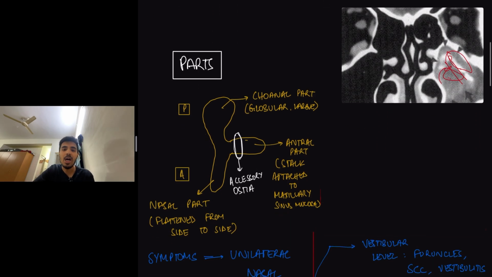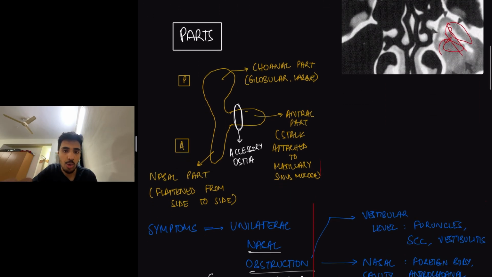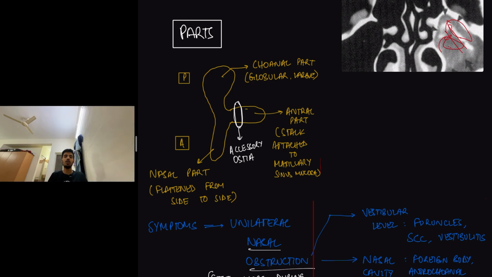Then parts of the antrochoanal polyp. Remember that the antrochoanal polyp always starts from the maxillary sinus mucosa. So let's assume this is the maxillary sinus mucosa somewhere here. This part that is attached to the maxillary sinus mucosa is known as the antral part. It forms the stalk. This stalk should come out of the maxillary sinus to enter the nasal cavity. How does it come out?